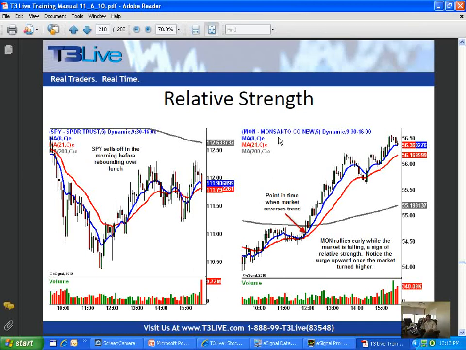Okay. So on the chart to the left, you have the SPYs, which we use as our sort of market instrument of the S&P futures. Although you don't have to use the SPYs, you can use the E-minis. But it's generally the most widely watched broader market index. So you see the SPY sell-off in the morning before rebounding through lunch.